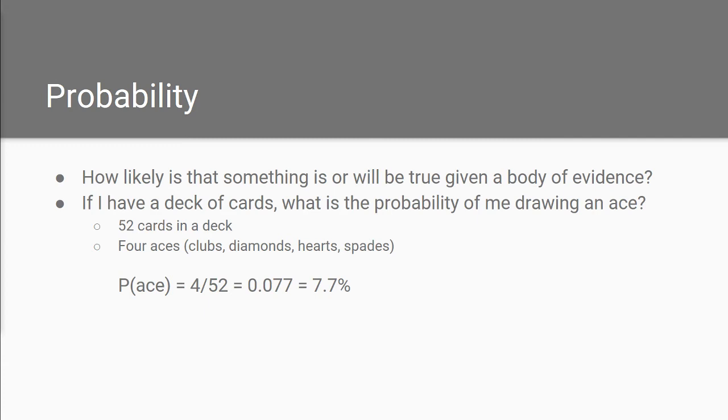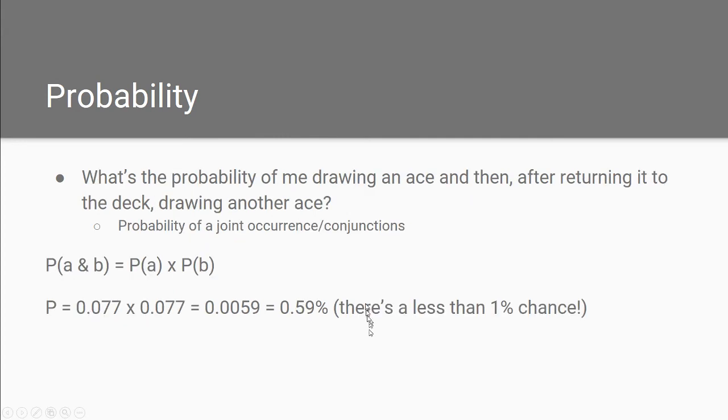Okay? Moving right along. Let's say I want to know the probability of me drawing an ace, and then after returning it to the deck, drawing another ace. This is looking at the probability of a joint occurrence or conjunctions.